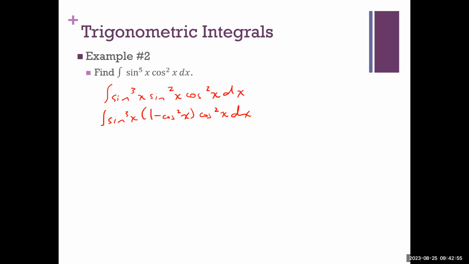So is there a substitution we can do at this point? Or not quite yet? I'm going to go ahead and take another pair of sine powers out of here. So I'll do sine of x times 1 minus cosine squared of x, squared, times cosine squared of x dx.